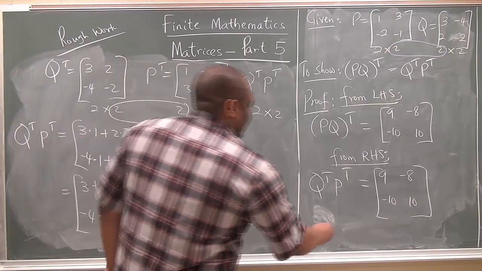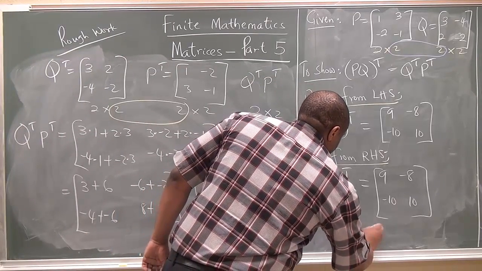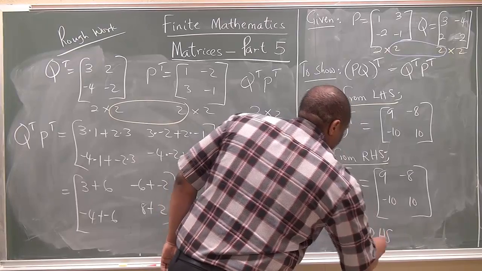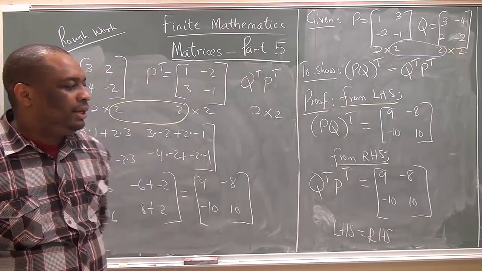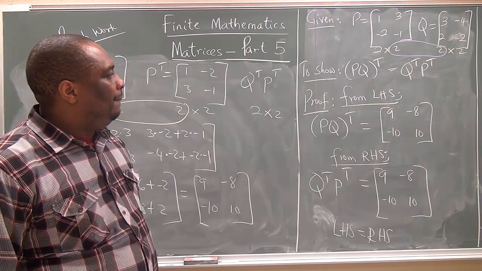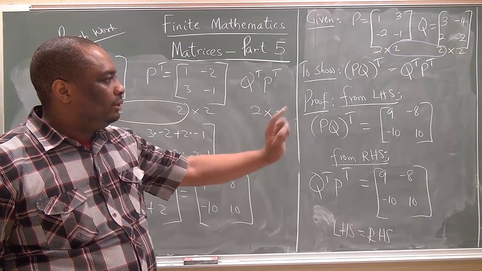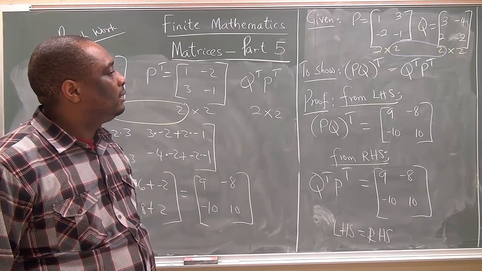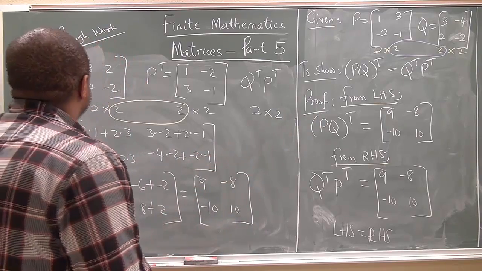So we now see that our left hand side is equal to right hand side. Yay! They've reached a concession. Okay, there's another one, the last one but not the least.